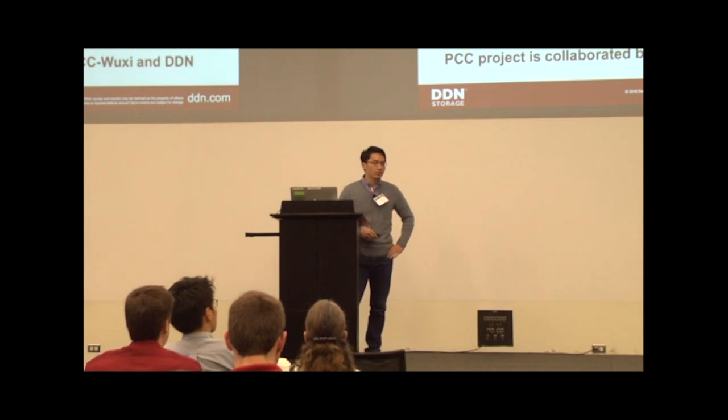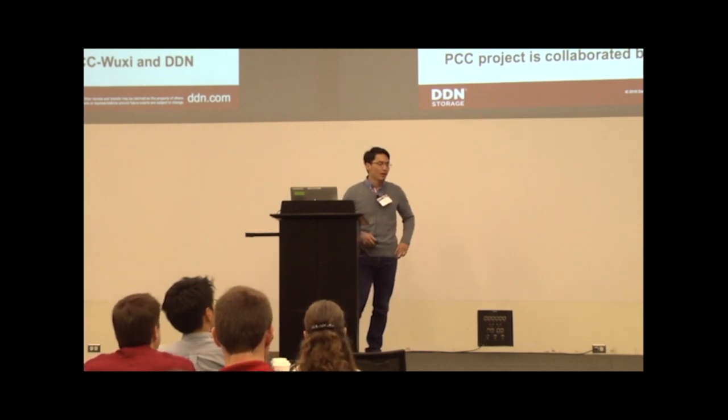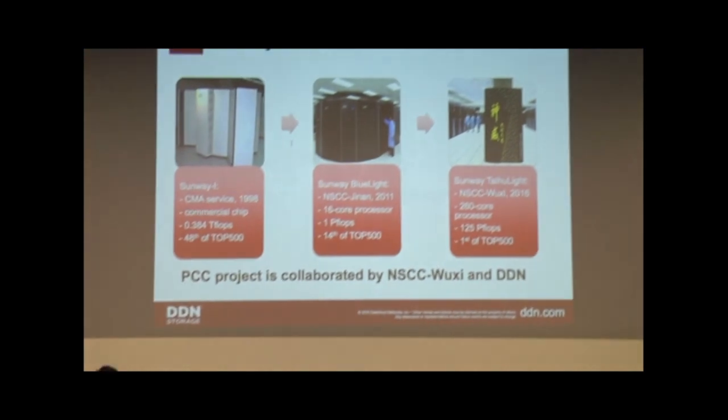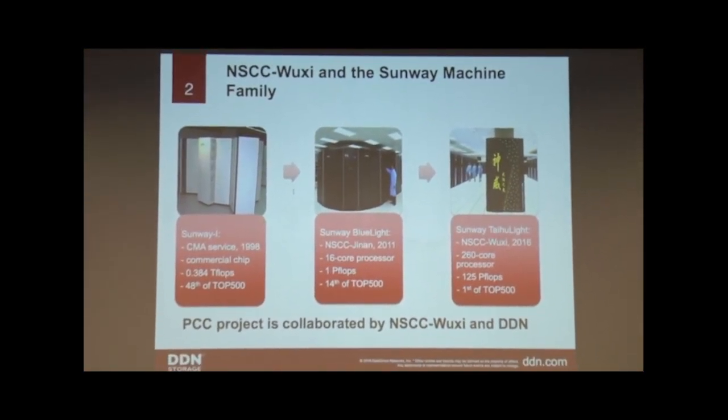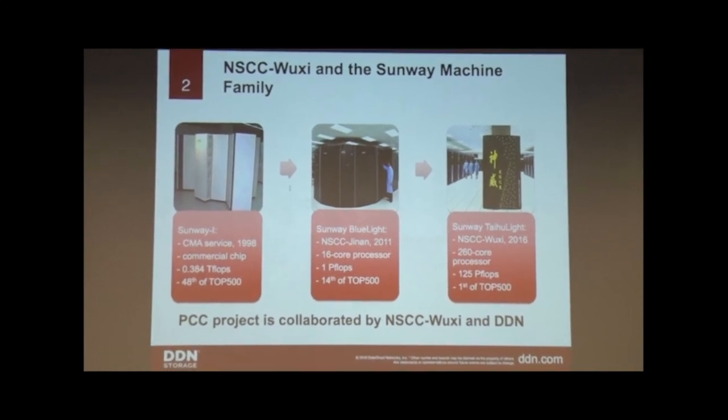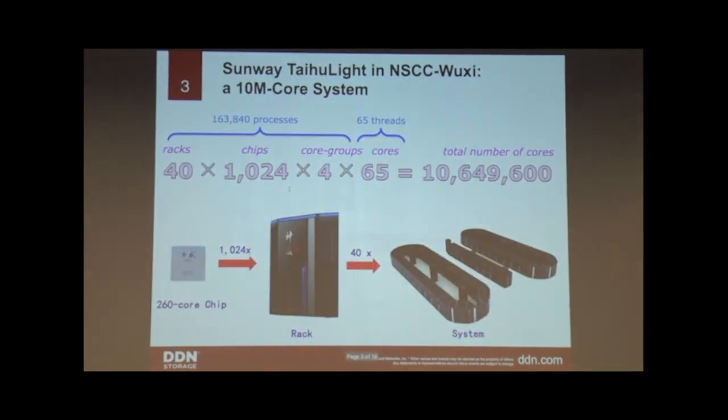This is a project collaborated on with NSCC Wuxi, the National Supercomputer Center in Wuxi, China. The Sunway TaihuLight is running in NSCC Wuxi, and it is still currently the most powerful supercomputer in the world. It has a lot of cores, 10 million cores in the system in total.